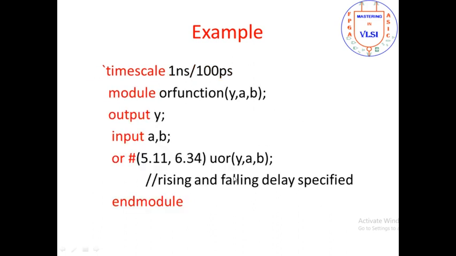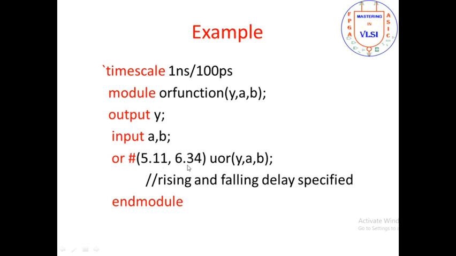Here is an example. Here we are mentioning `timescale 1ns/100ps. The second one is the precision. Here the module is R function: R function (y, a, b); output y; input a, b. Here is the R gate. After the hash we are mentioning the time scale and units.